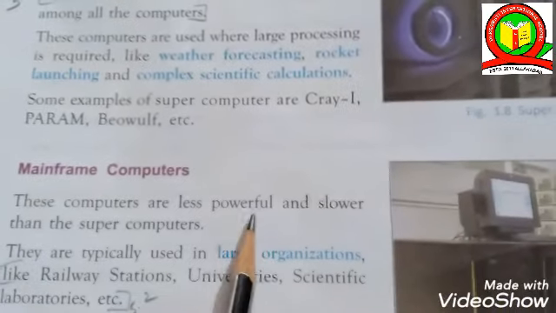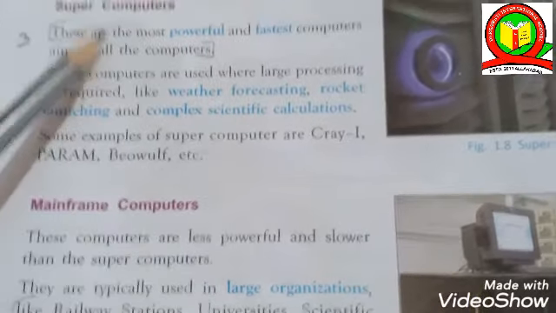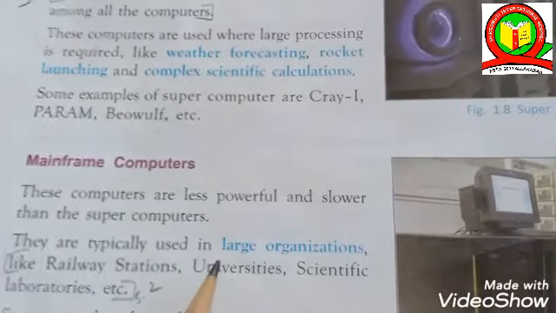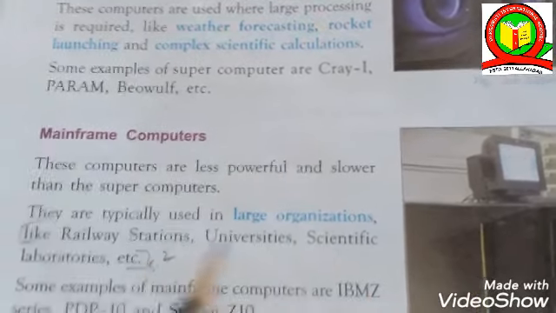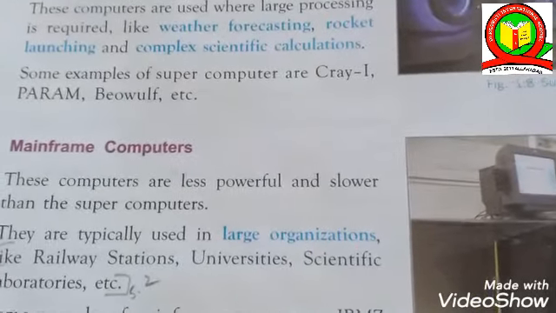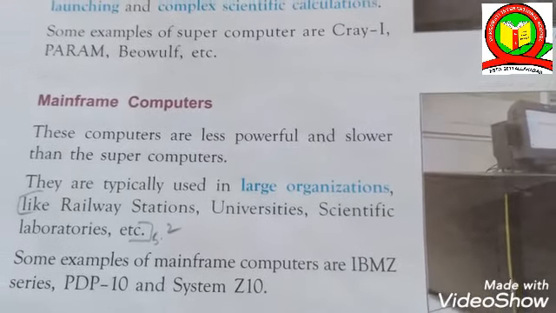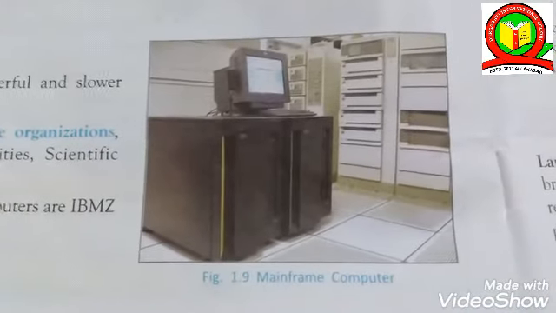Now our second type of computer is the mainframe computer. These computers are less powerful and slower than the supercomputer. They are typically used in large organizations like railway stations, universities, scientific laboratories, etc. Some examples of mainframe computers are the IBM Z series, PDP 10, and System Z10. Here you can see a mainframe computer.